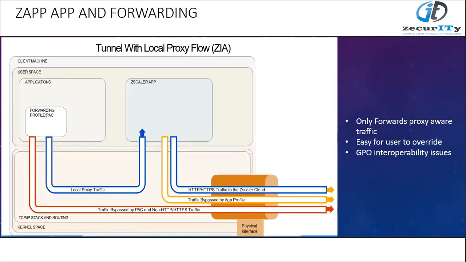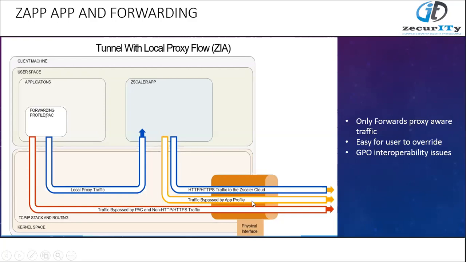The next one is tunnel with local proxy. In the applications, the browsers, you can see the pack file. That pack file is the forwarding pack file. So the forwarding pack file will handle the exceptions for 80 and 443, and non-HTTPS traffic will go direct, bypassed from the Zscaler app. The local proxy traffic will hit the Zscaler app. So from the local proxy app, it will look at whether there is anything to be bypassed in the app profile.